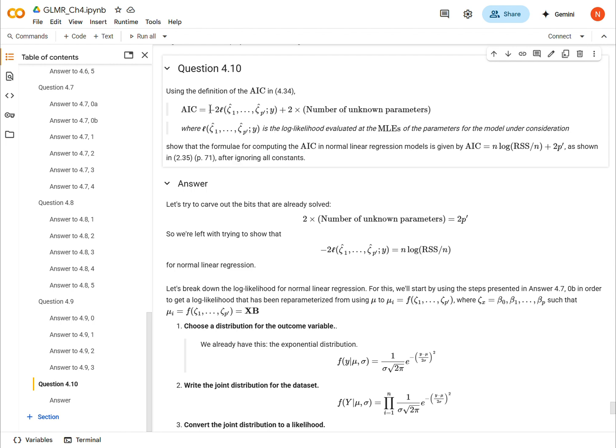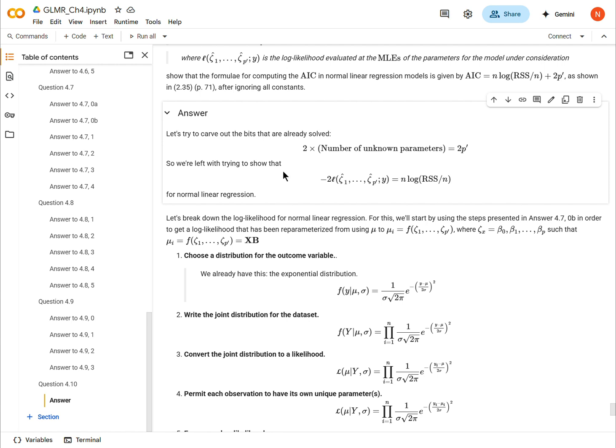So again, what we're going to show is that this expression for the AIC is equal to this expression up to some additive constant, and that will make more sense as we go along here. Okay, so let's try to simplify the problem. The first thing to notice here is that 2 times the number of unknown parameters, that is 2p prime. So in other words, this part of the first expression for AIC is equal to this. So we really just need to focus on this piece here and this piece here.